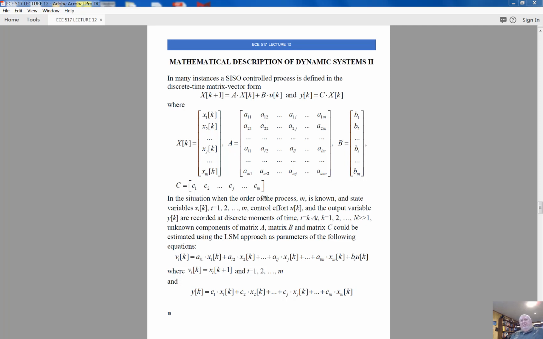Now, parameters of the matrix A, parameters of the matrix B, and parameters of matrix C may not be known. And in order to utilize the state variable description for our control applications, we probably would need to estimate unknown parameters. How to estimate them? Of course, from the measurement data, like we did it in the least square method situation. And it will be a least square method estimation, of course.